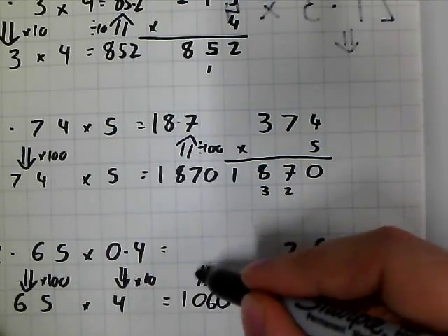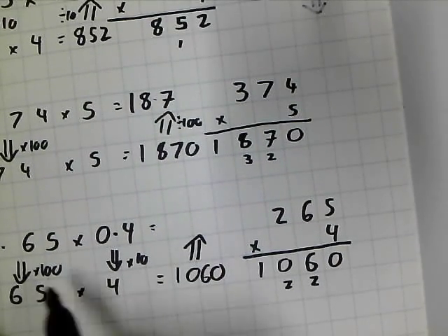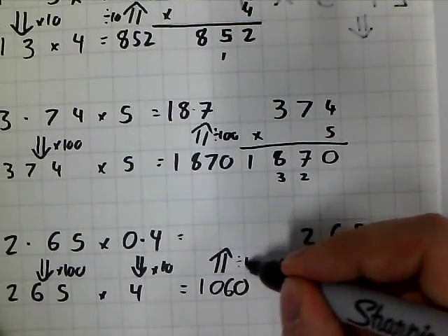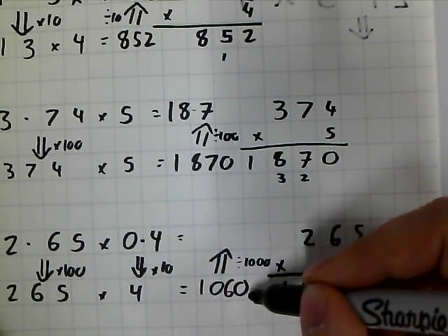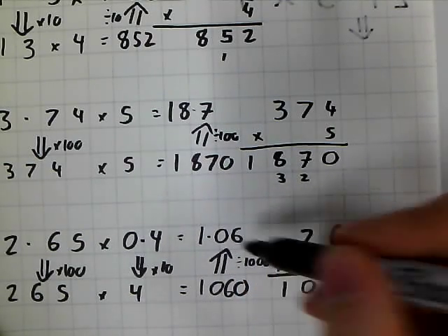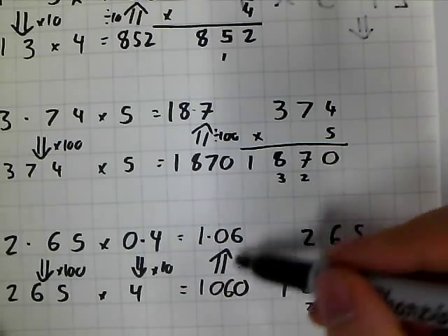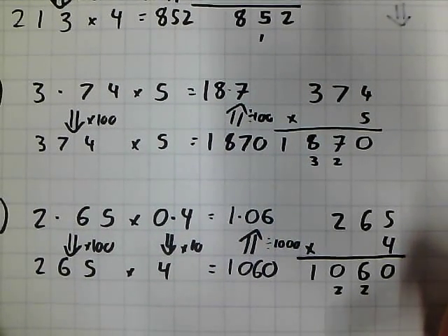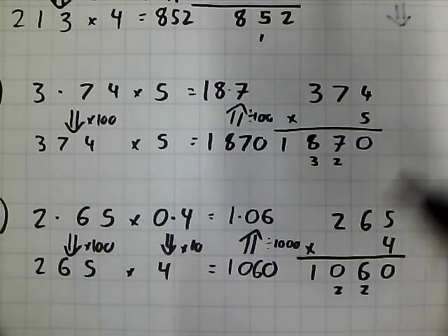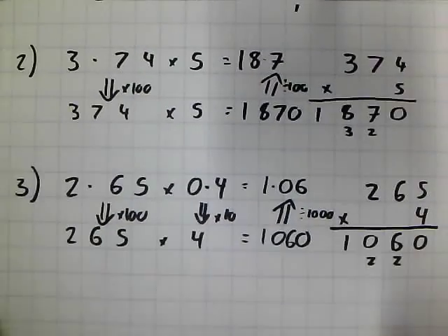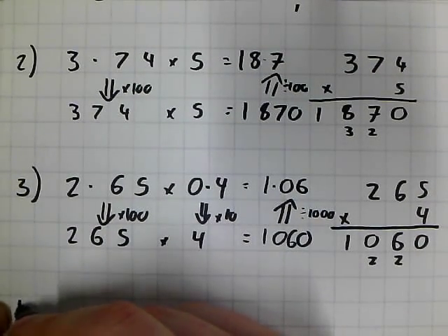So my answer was 100 times bigger and 10 times bigger, so it's the same as 1,000 times bigger. So I want to divide my answer by 1,000. And I get 1.06. Okay. If you're having trouble with multiplying and dividing by 10 and 100, then just make sure that you're going back through the videos on multiplying and dividing by 10 last term. Okay, question 4.